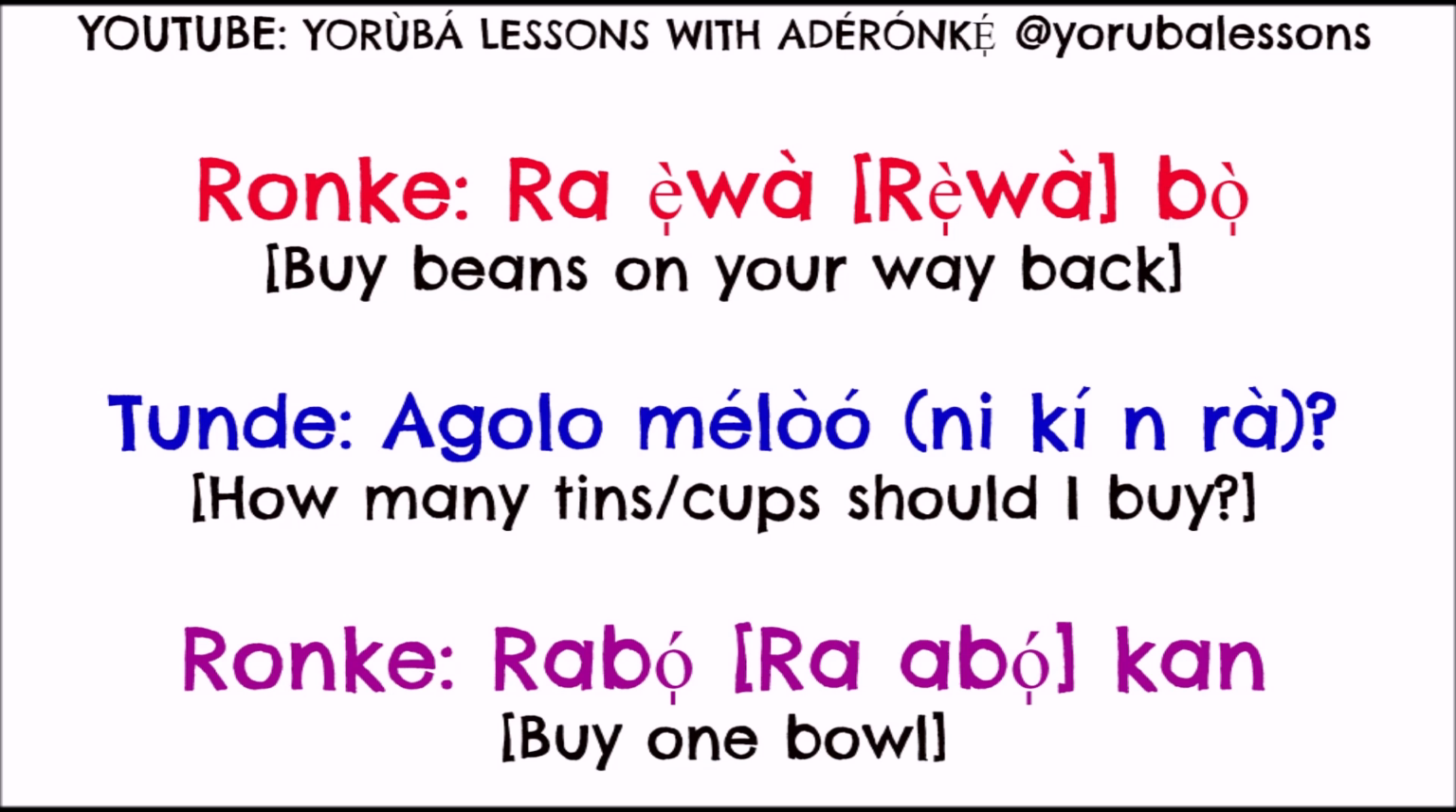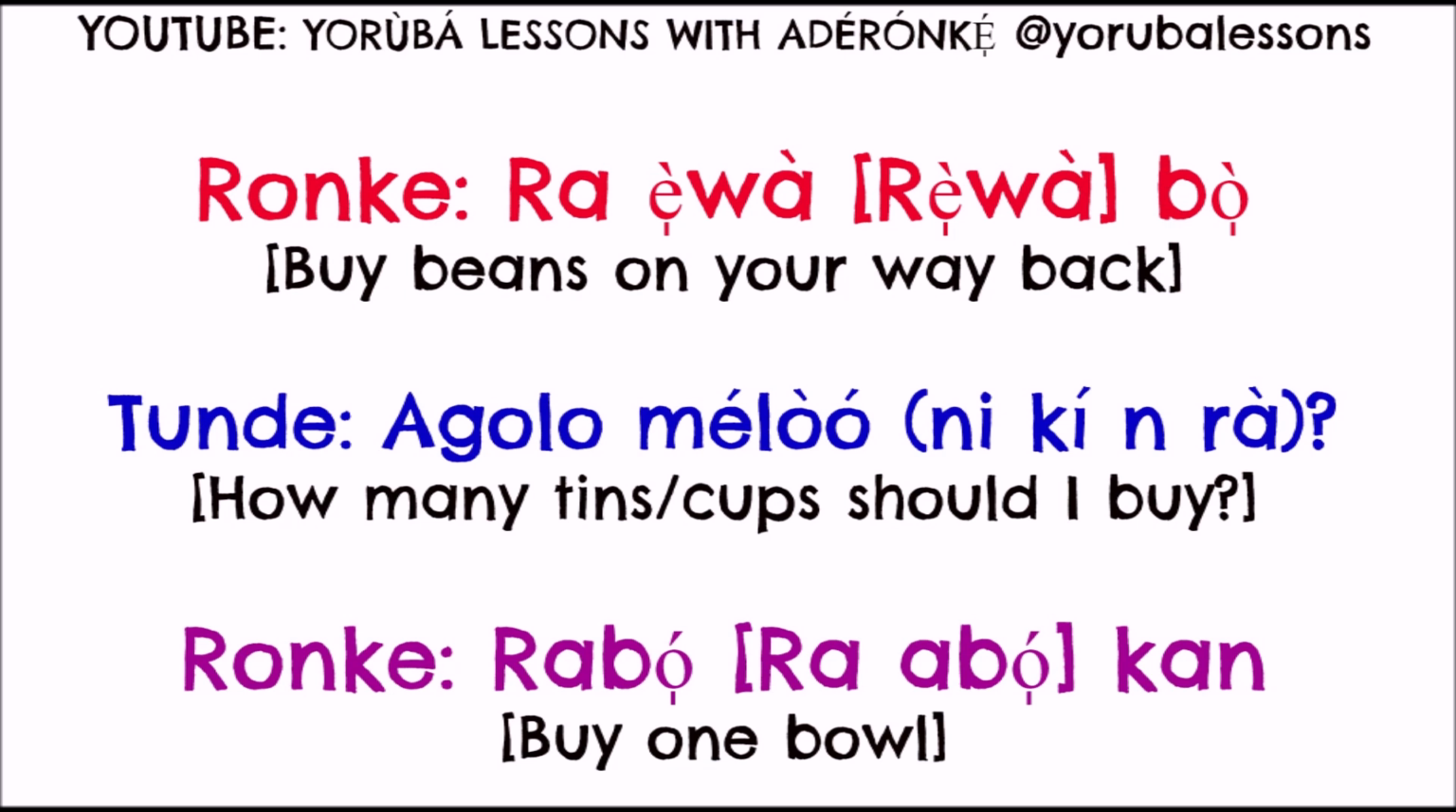Ronke is talking to Tunde, and then Tunde would ask, agolo melo nikinra, or agolo melo. He doesn't have to say how many tins or cups should I buy. Nikinra is should I buy. So how many tins or cups basically can be if you're just talking, you don't have to give long sentences. Agolo melo, how many cups or tins.